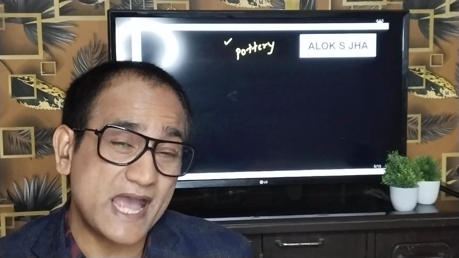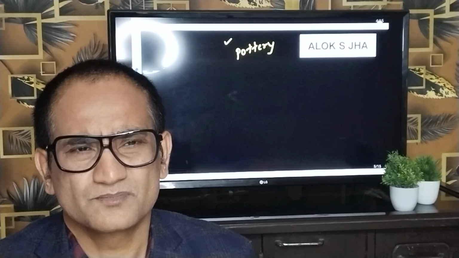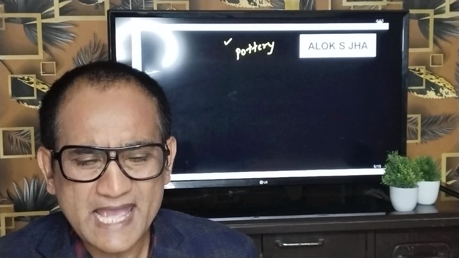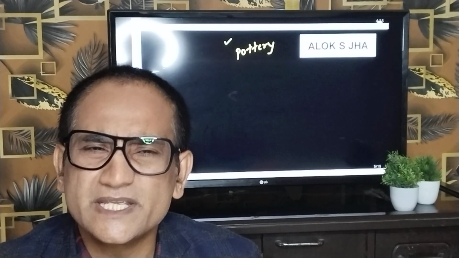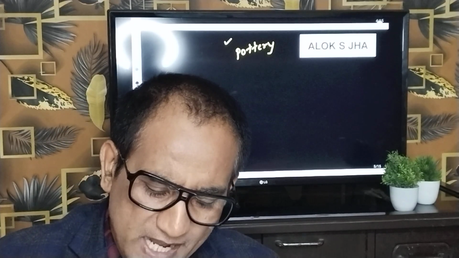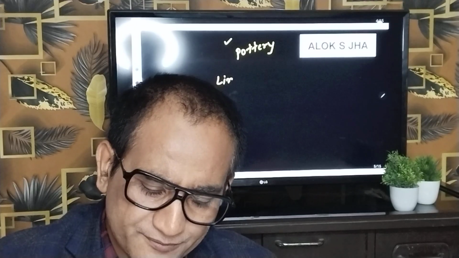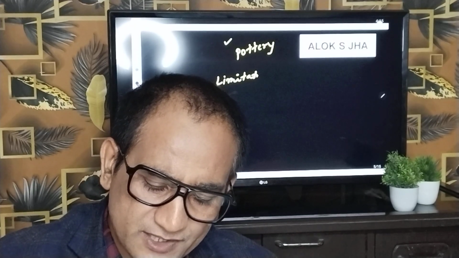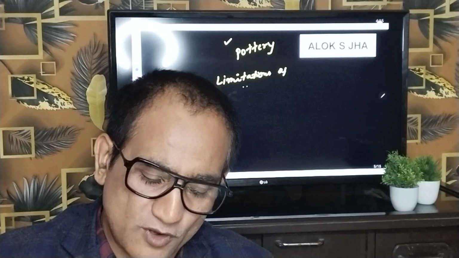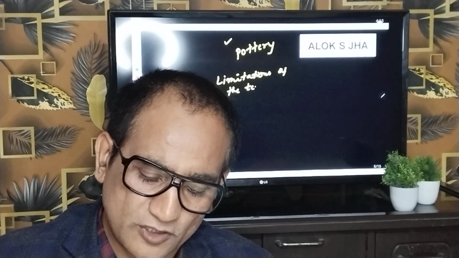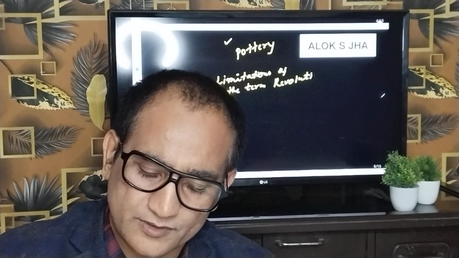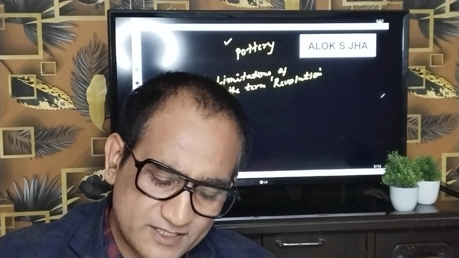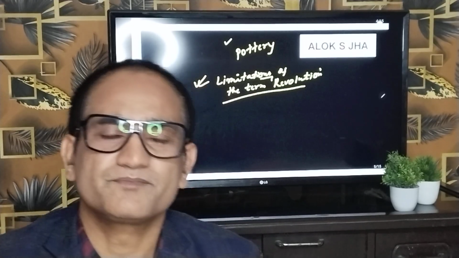But there is a need to add one more part. What? We can mention that, right, whether this term revolution is appropriate or not. So you have to write limitations of the term revolution. Correct? This part is very important.